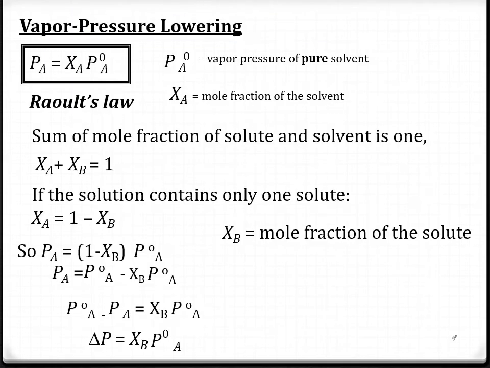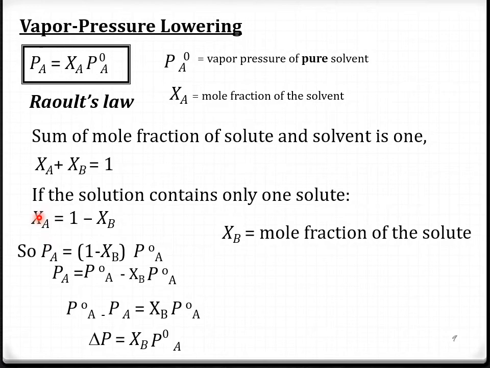In vapor pressure lowering, according to Raoult's law, the sum of the mole fractions of solute and solvent is 1. So we have mole fraction of A plus mole fraction of B is equal to 1. If the solution contains only one solute, we can rearrange this equation. We can have mole fraction of A is equal to 1 minus mole fraction of B. The mole fraction of B here is the mole fraction of solute.